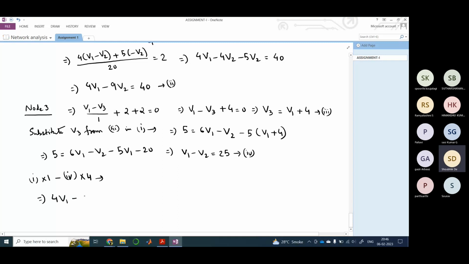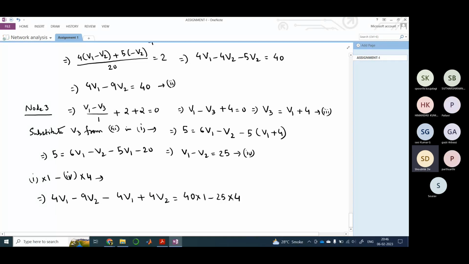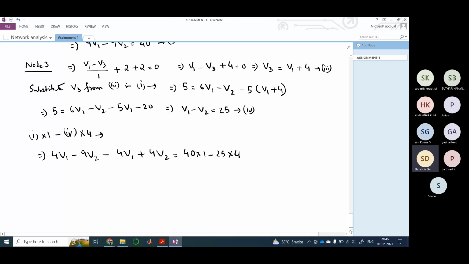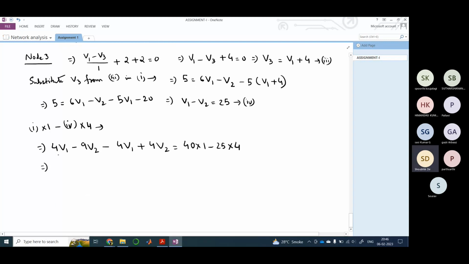Just write the left hand side: 4V1 minus 9V2 minus 4V1 plus 4V2 equals 40 into 1 minus 25 into 4, right? So the 4V1 and 4V1 will cancel. So this would be 9V2 plus 4V2 equals 40 minus 100. So this would be minus 5V2 equals minus 60, right? So V2 would be 12 volts. Simple.